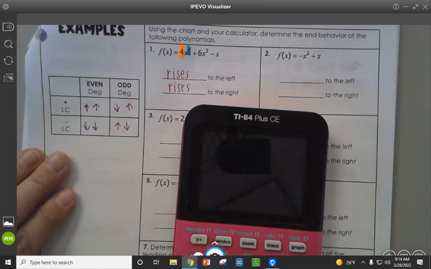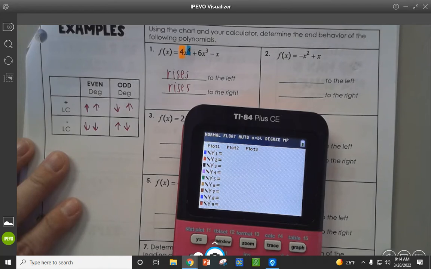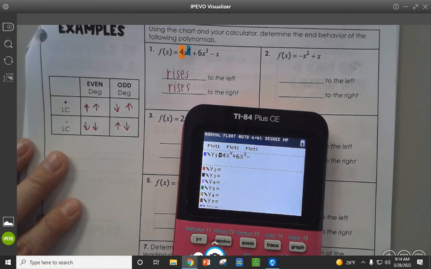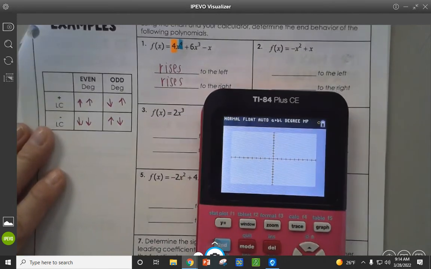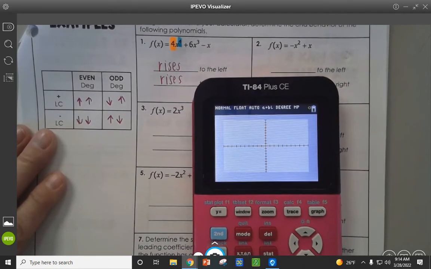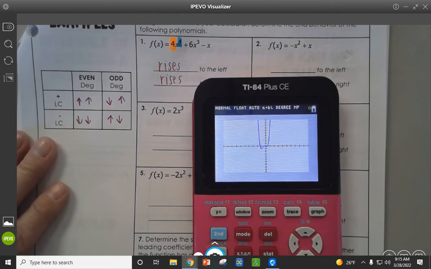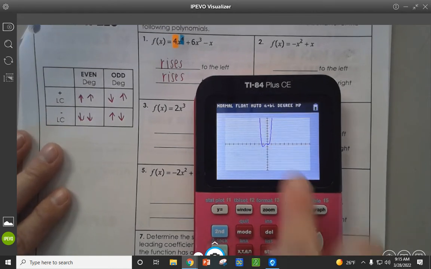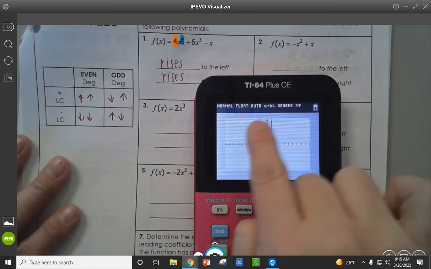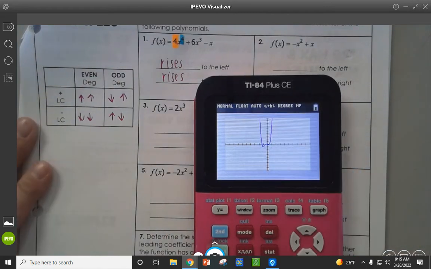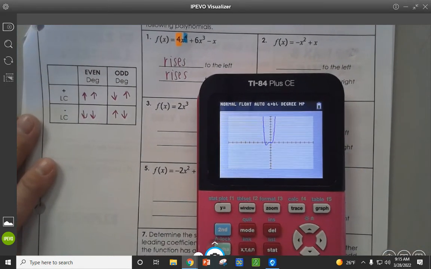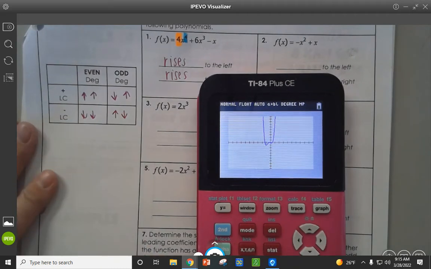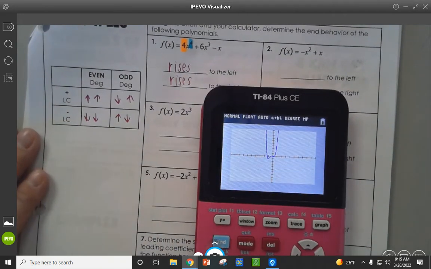And you could look at the graph of this. 4x to the 4th plus 6x cubed minus x. And you could just look at it to see. Now keep in mind that your calculator doesn't actually put arrows. So you have to recognize that I'm going to have an up arrow on both of those sides. But if you've got the chart here, it can probably save you some time and you don't have to type it in.